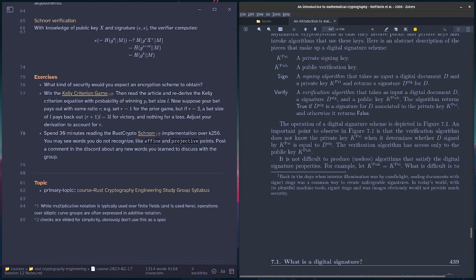This is meant as a primer for getting ready for next week when we start talking about elliptic curves more. So, yeah. Maybe one more stop for any last questions before we close out.